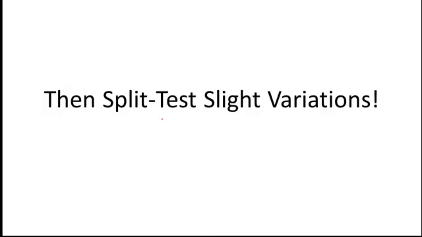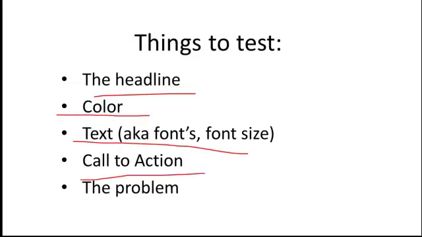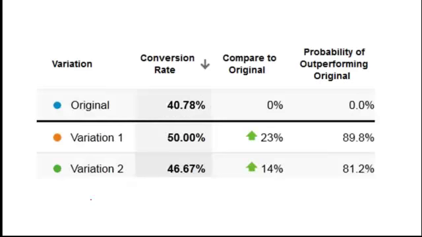But the fact is, the next thing you want to do is split test slight variations. The way most people tell you to test is, to me, really optimization. Things you can test: the headline, the colors, the font and the styles, the call to action, or maybe the problem that you state on the page. So when you split test variations, you get slight variations in results.